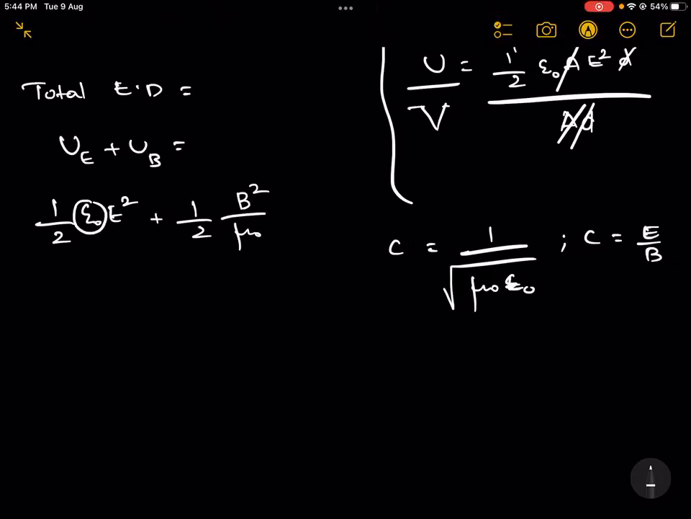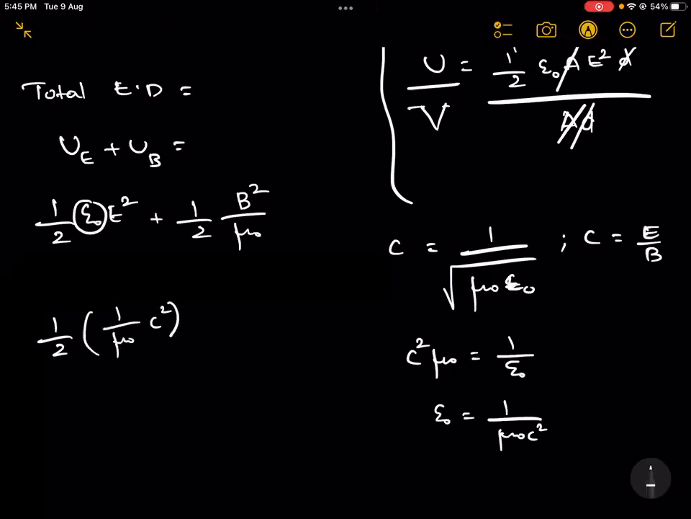Can I do that? So half into, in the place of epsilon naught, what should I write? C square into mu naught is 1 by epsilon naught. Then epsilon naught is 1 by mu naught C square. Correct? So half into 1 by mu naught C square into, what is the value of E in terms of magnetic field? E is equal to C into B. So C square.